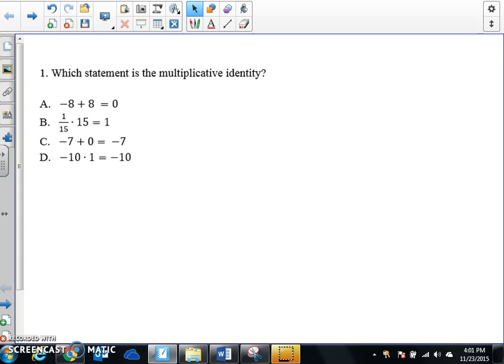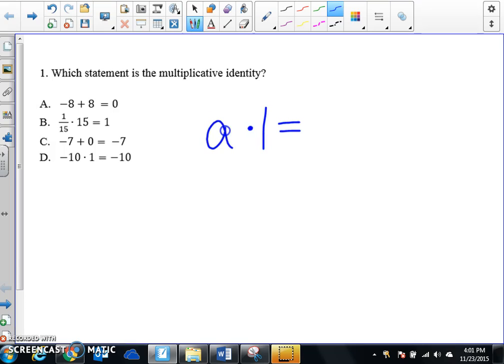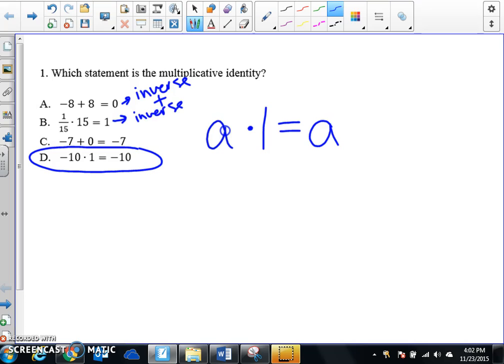Okay, so the multiplicative identity. The multiplicative identity says I can take any number and times it by 1, and I still get that number. And the only one that does that is D. Okay? This one up here is the inverse of addition. This one is the inverse of multiplication. And then that one is the identity of addition.